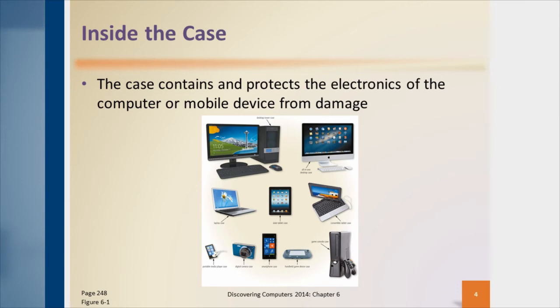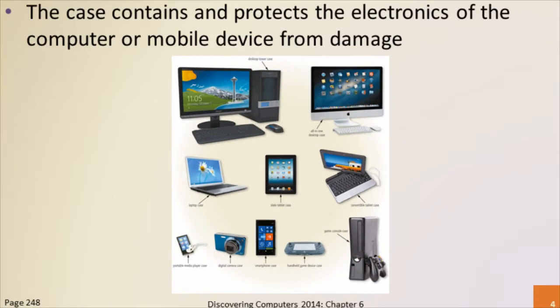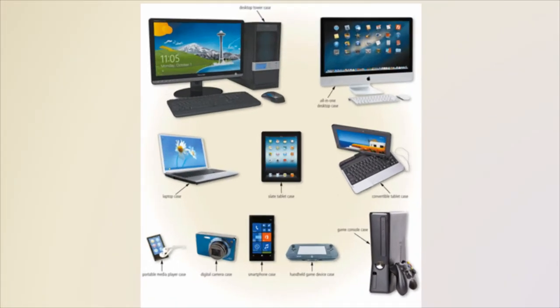Okay, so what is inside the case? What are the guts of the case? Well, the case contains and protects the electronics of the computer or mobile device from damage. What kind of damage? Accidental spills, dust, heat, exposure to different things. So that's really kind of the purpose of the case. It helps to keep it all together, but it also helps to protect it.